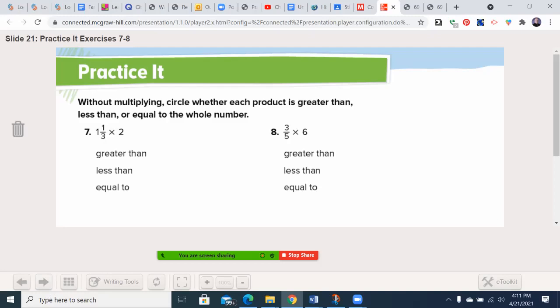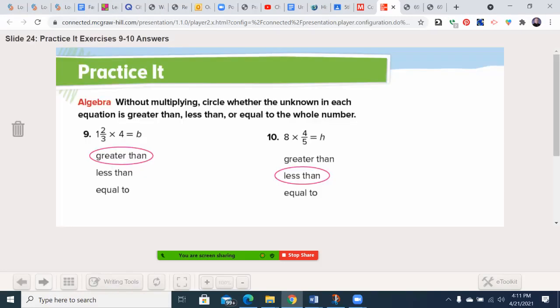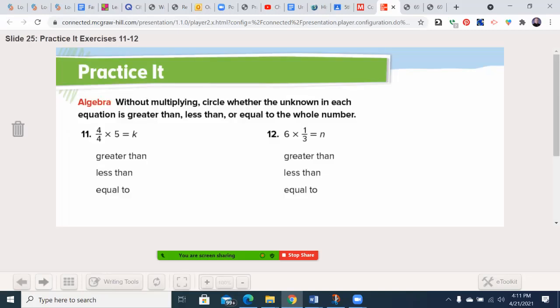Let's skip down to number 11 and 12. You see that things are following the same pattern. 4/4 times 5. Is that greater than, less than, or equal to 5? And the next one, 6 times 1/3. Is that going to be greater than, less than, or equal to 6? All right, let's see how you did.